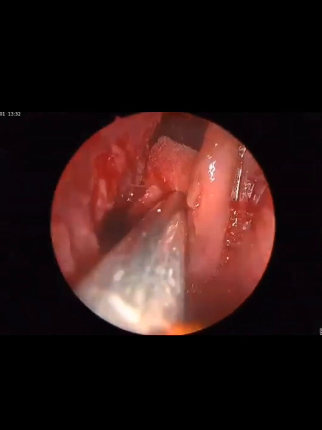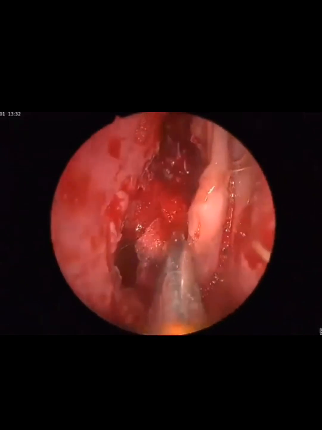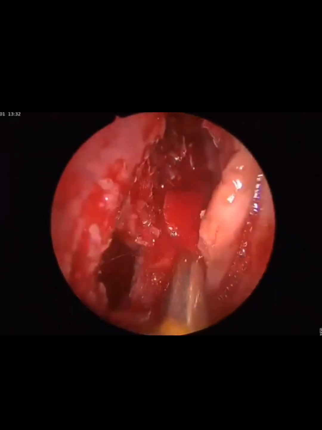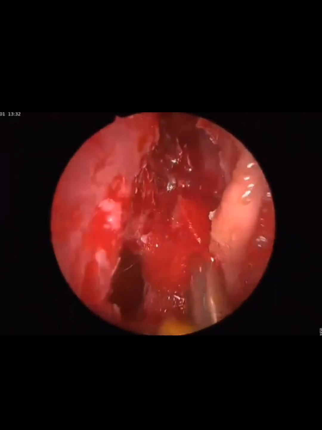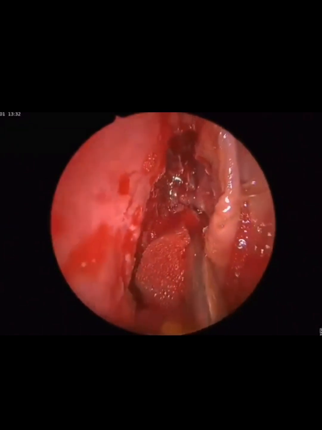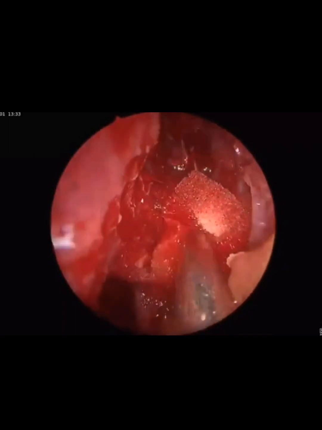First identify the sphenoid ostium. Then remove the posterior ethmoidal cells. In case of an unclear situation, you will not injure the optic nerve. Okay. So always try to identify the sphenoid ostium first. Then do the posterior ethmoidal work.